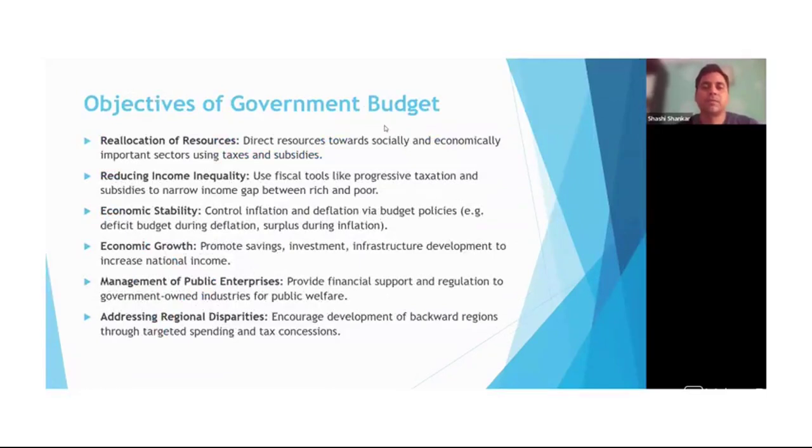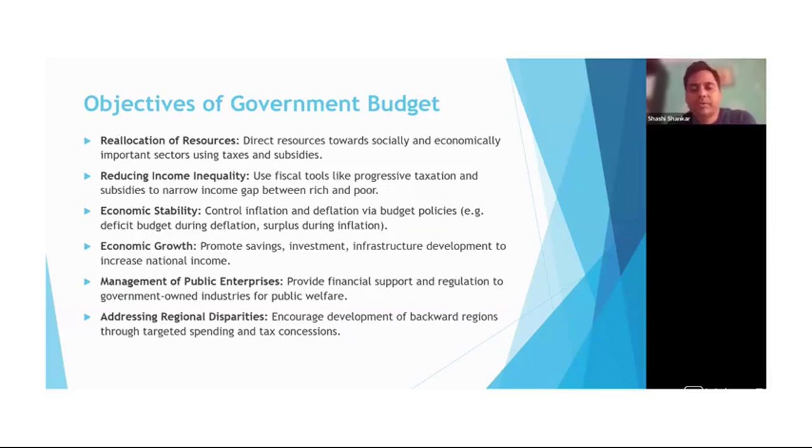All right. So here I have jotted down a couple of points. One is reallocation of resources. So the main objective of the government budget is reallocation of resources. So direct resources towards socially and economically important sectors using taxes and subsidies. All right. So the key point is socially and economically important sector using taxes and subsidies.